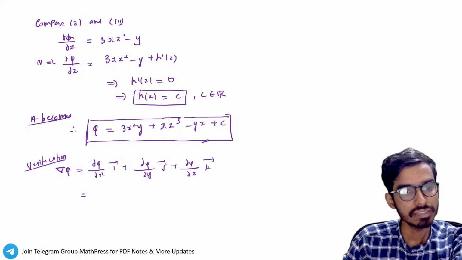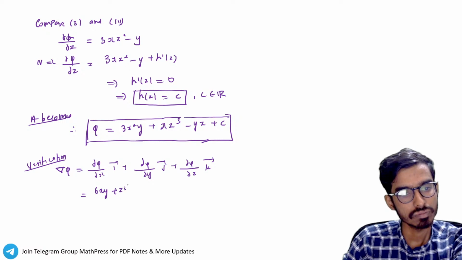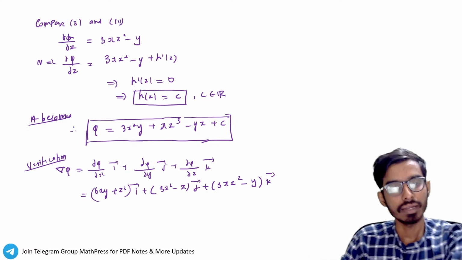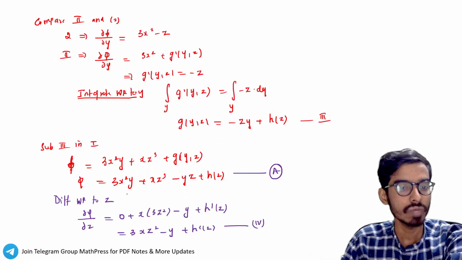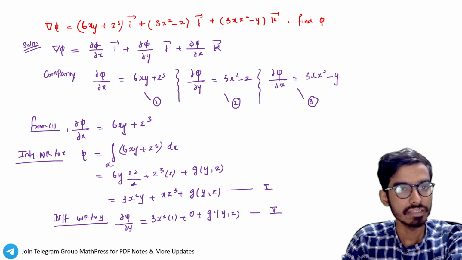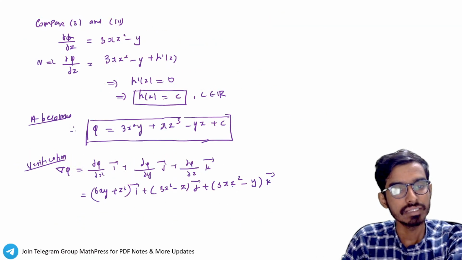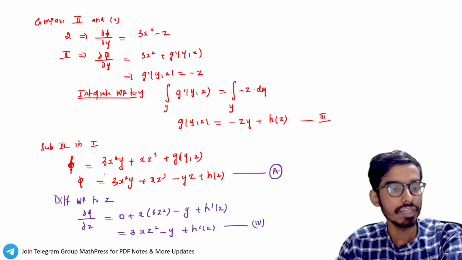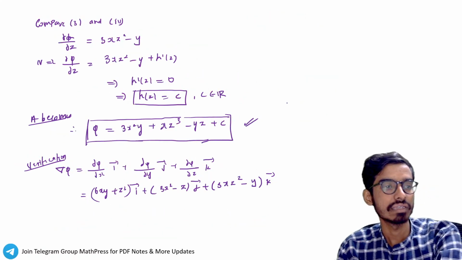So dou phi by dou x with respect to x will be 6xy plus z cube into i vector. Now with respect to y, this will be 3x square minus z j vector. With respect to z, 3xz square minus y k vector. This is the required given question, right? 6xy plus z cube i vector, 3x square minus z j vector, 3xz square minus y k vector. So therefore our phi is correct. This is the required phi. Is it clear?